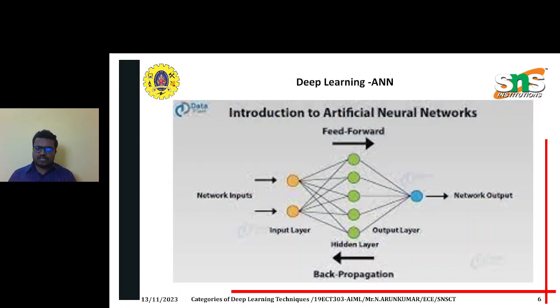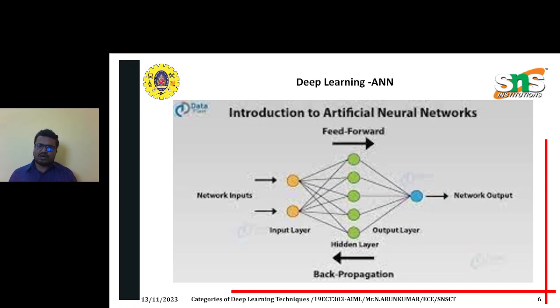First one is artificial neural networks. Initially the deep learning process is followed by an artificial neural network. Generally the artificial neural networks have three layers. First is the input layer, next the hidden layers, and last the output layer. Based on these three layers, the neural network is framed.